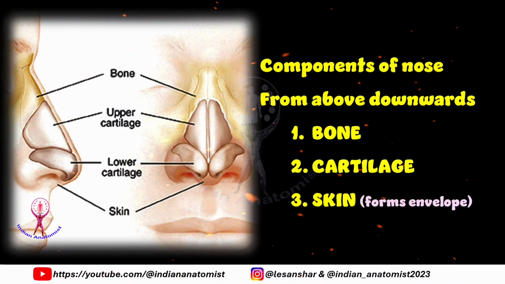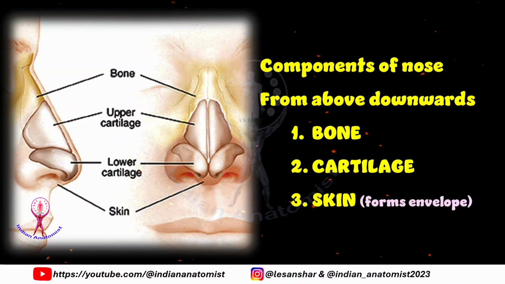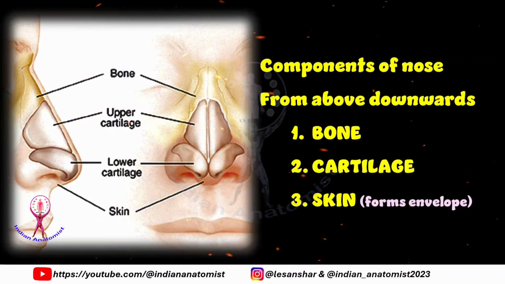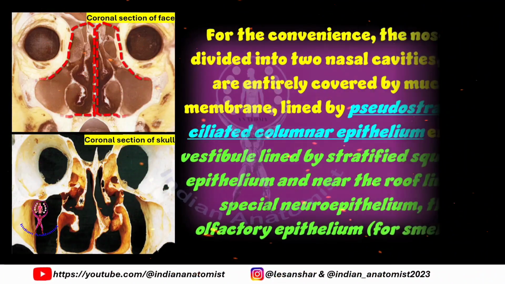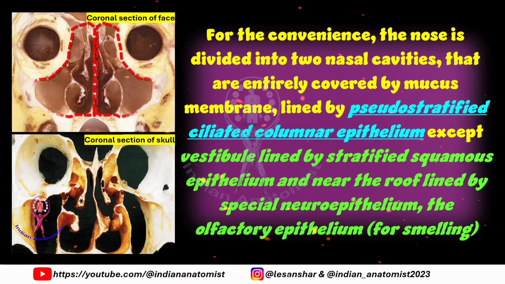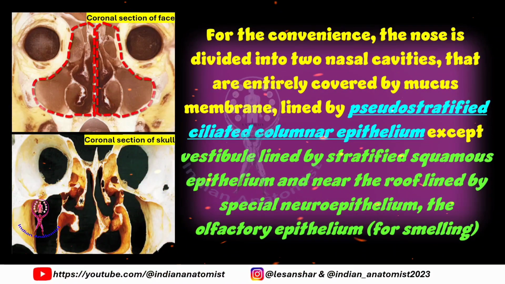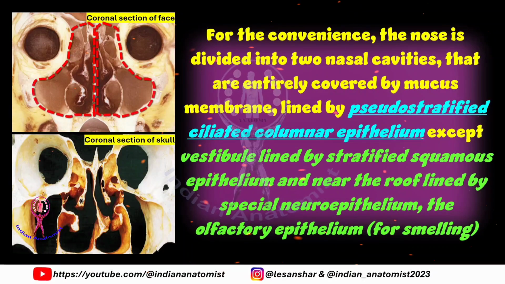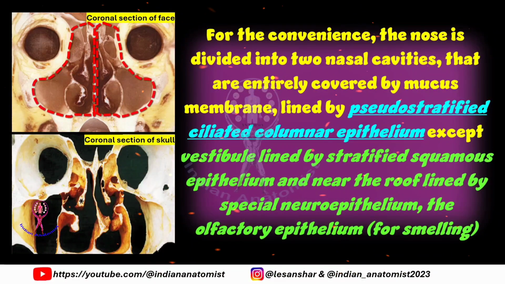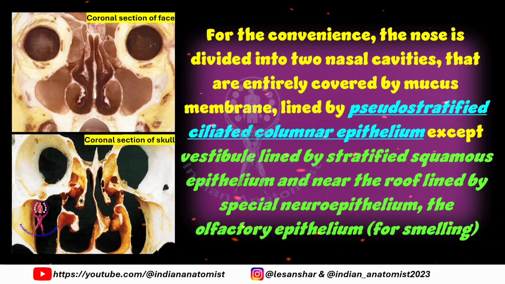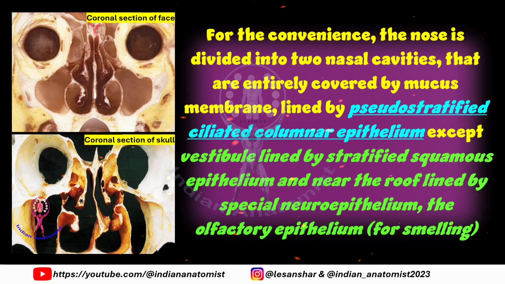Now coming to the components of nose. From above downwards, it is made of bone, cartilage and skin that forms an envelope for the external nose. For the purpose of studying, the nose is divided into two nasal cavities that are entirely covered by mucous membrane, lined by pseudostratified ciliated columnar epithelium except vestibule lined by stratified squamous epithelium, and near the roof lined by special neuroepithelium, the olfactory epithelium, for smelling.